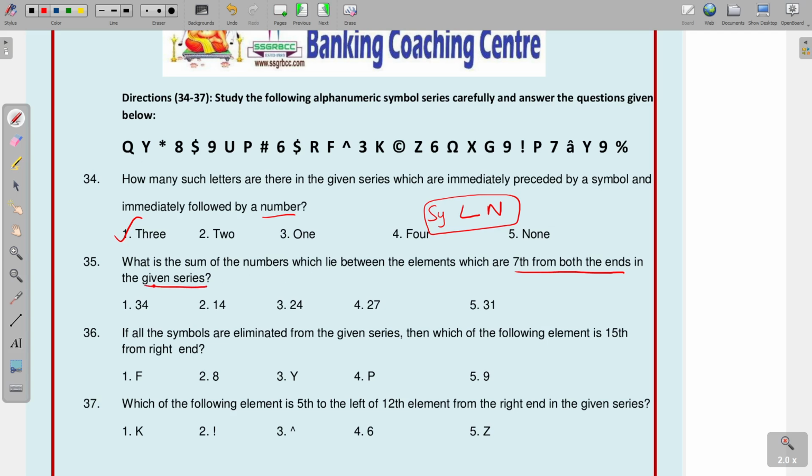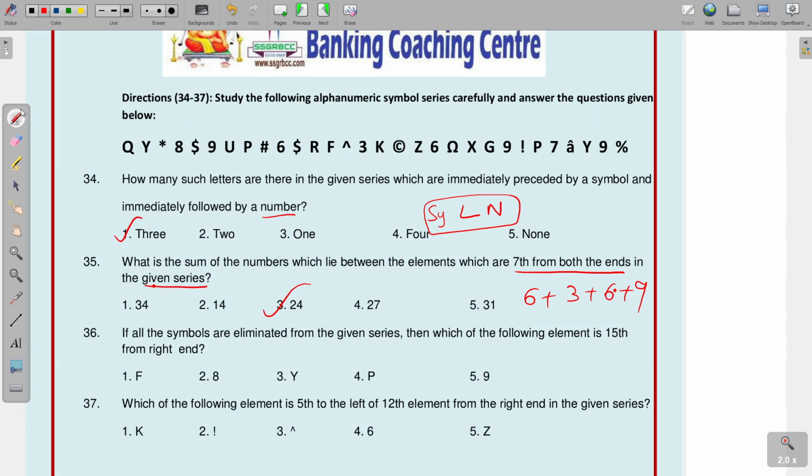So in this series, from the right side and from the left side, the 7th elements, we need the total sum of the numbers in between them. So 1 2 3 4 5 6 7, between U and 2 4 6 and 7. So between these two symbols we have some numbers. What is the sum of these numbers? So 6 and 3 and again 6 and 9. So 6 plus 3 plus 6 plus 9, totally 12, 15, 24. 24 is the answer.